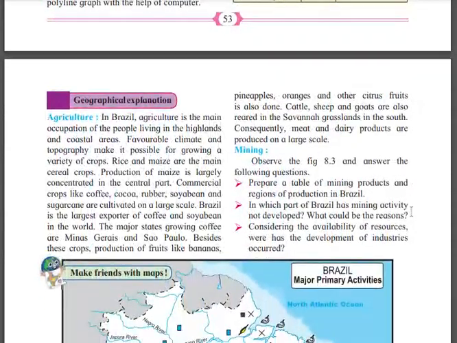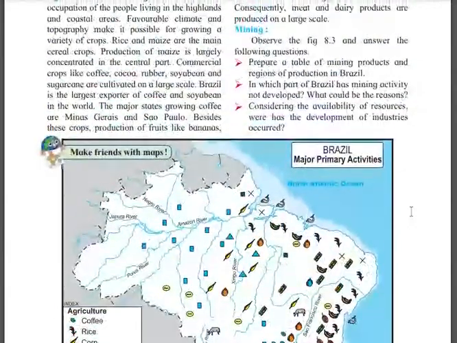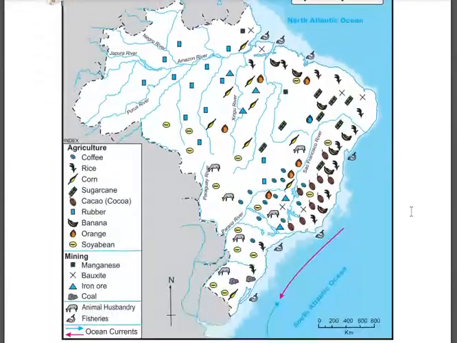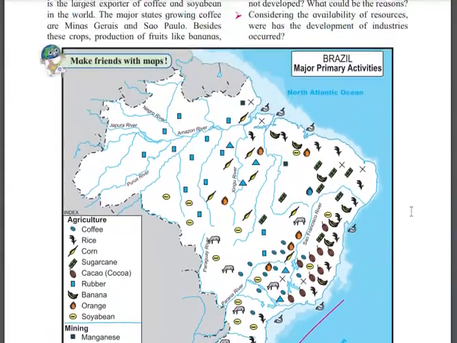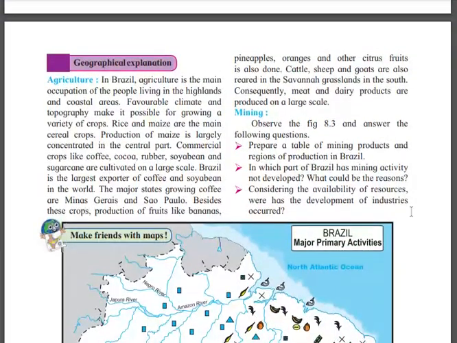Right? So there are some occupations which are carried out in Brazil. Agriculture, mining and so on. In Brazil, agriculture is the main occupation of the people living in the highlands and coastal areas. In the Brazilian and Guiana Highlands, agriculture is the main activity, and the favorable climate and topography make it possible to grow varieties of crops. Crops like rice and maize are the main cereal crops.